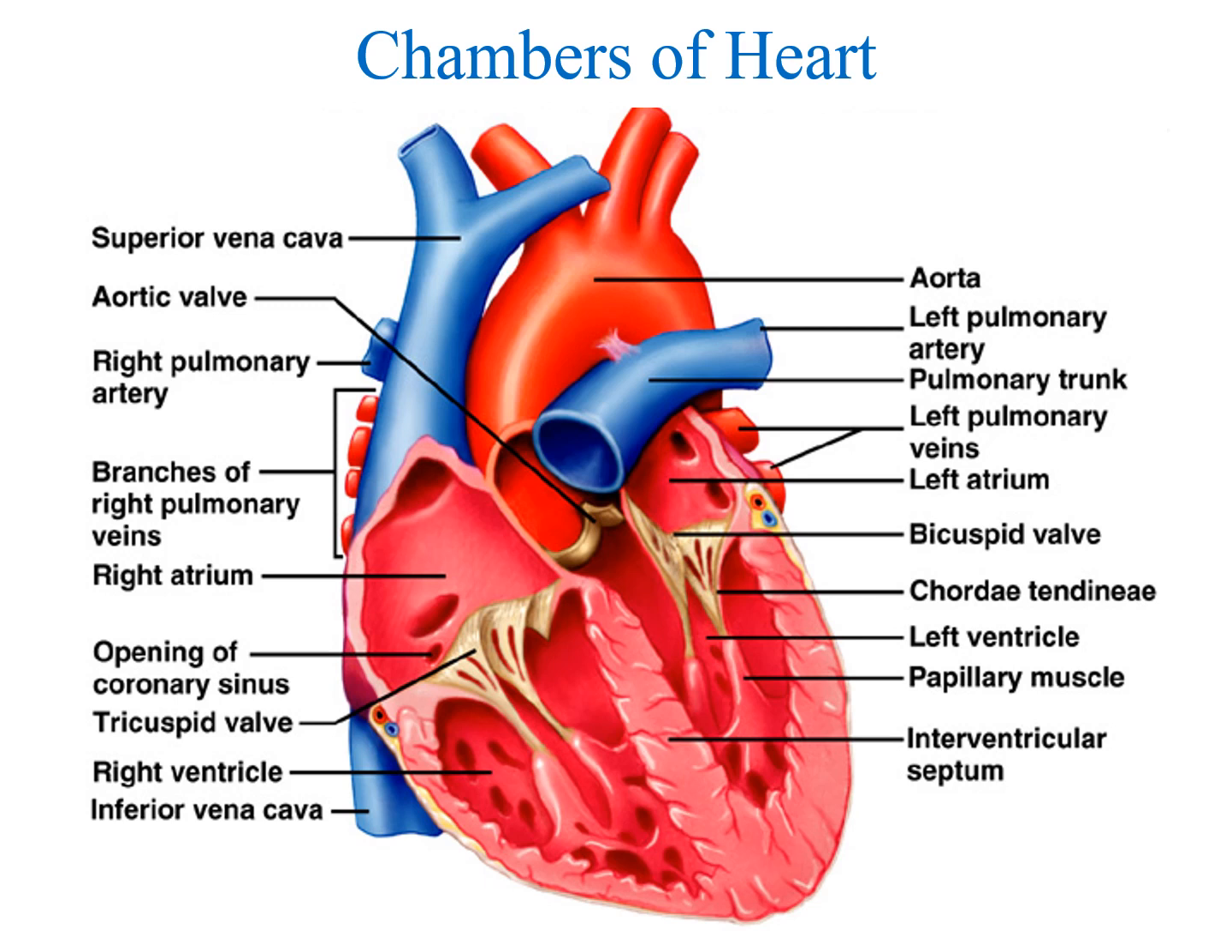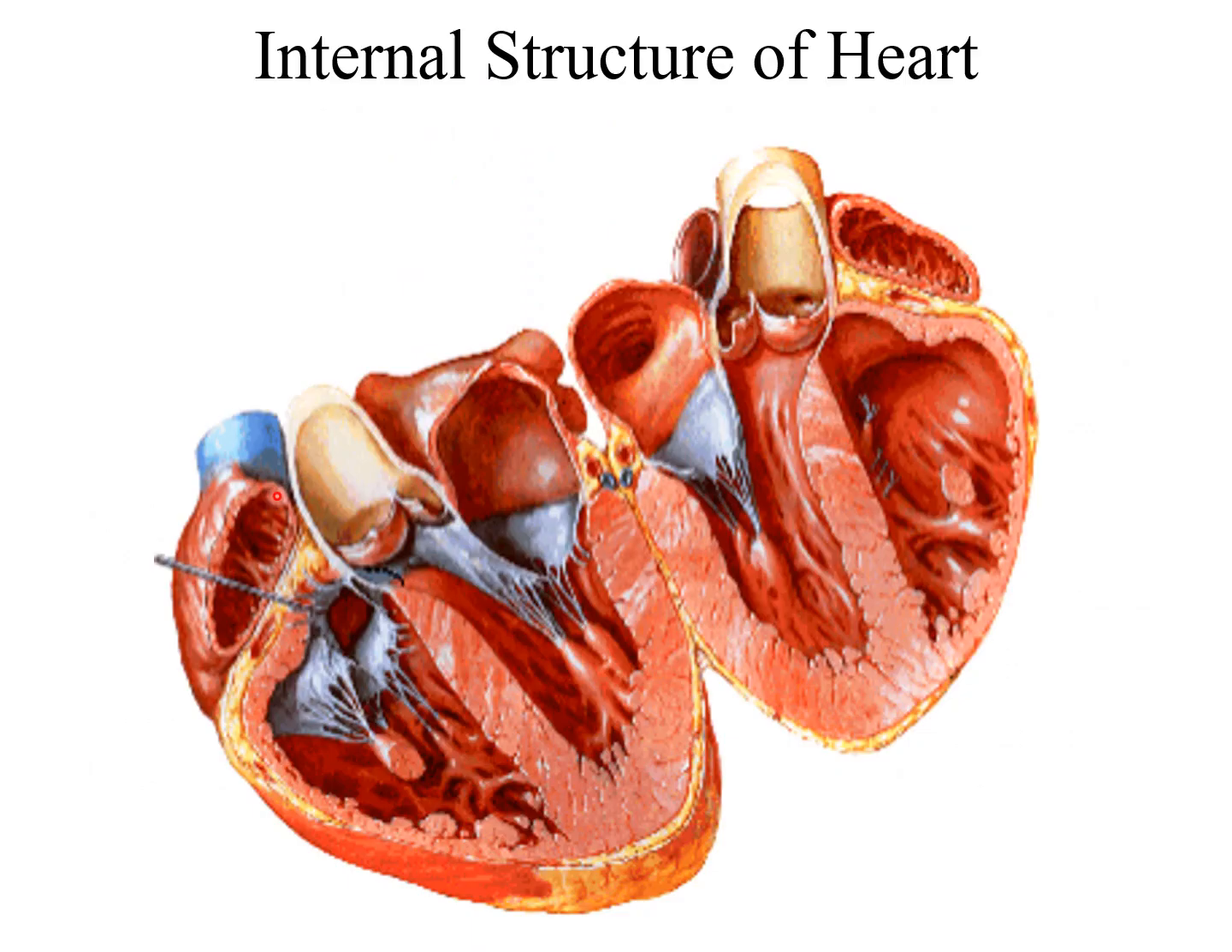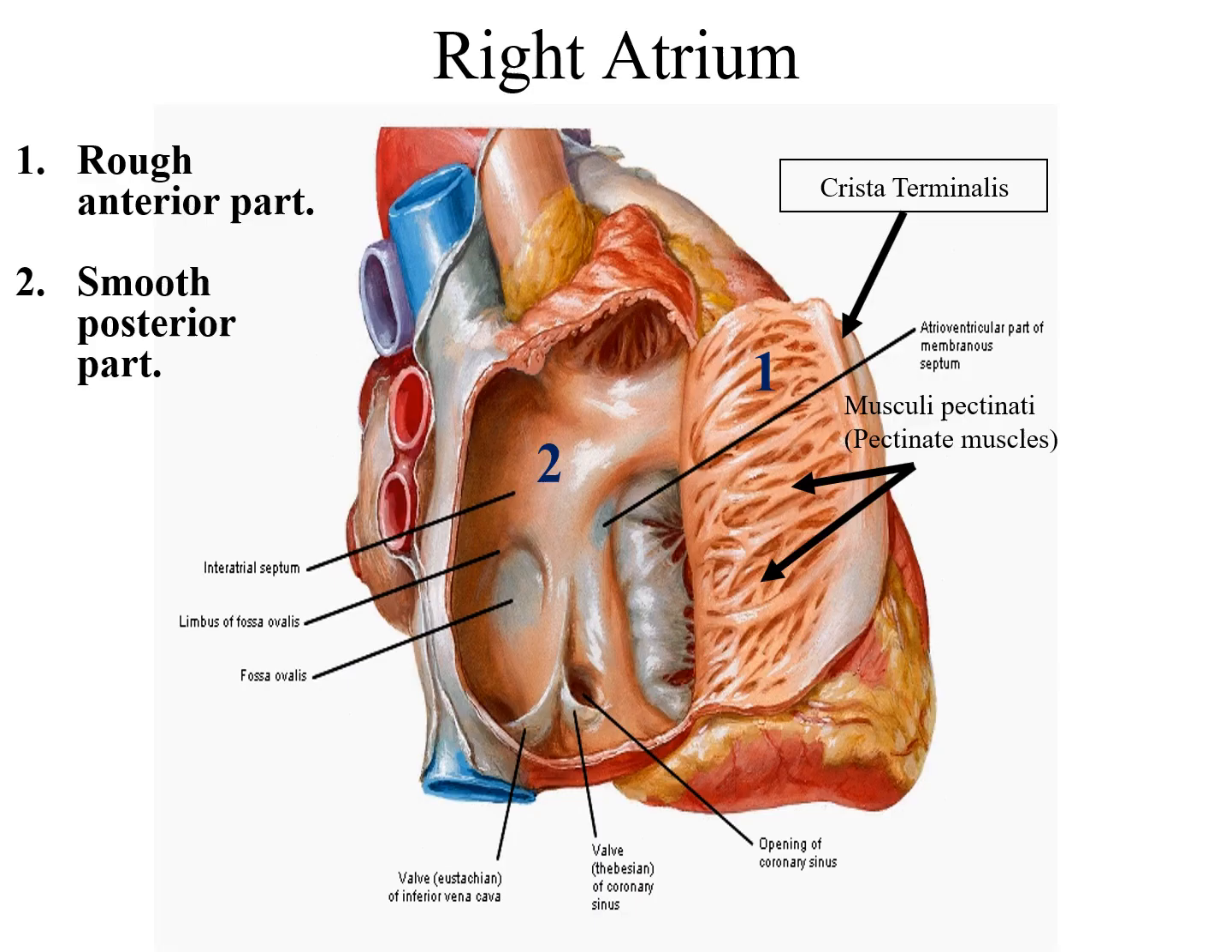Here also we can see the right atrium, left atrium, right ventricle, left ventricle, and the pulmonary trunk. So we can see the structures when we take a transverse section, and this is the interventricular septum. So we start with the right atrium.